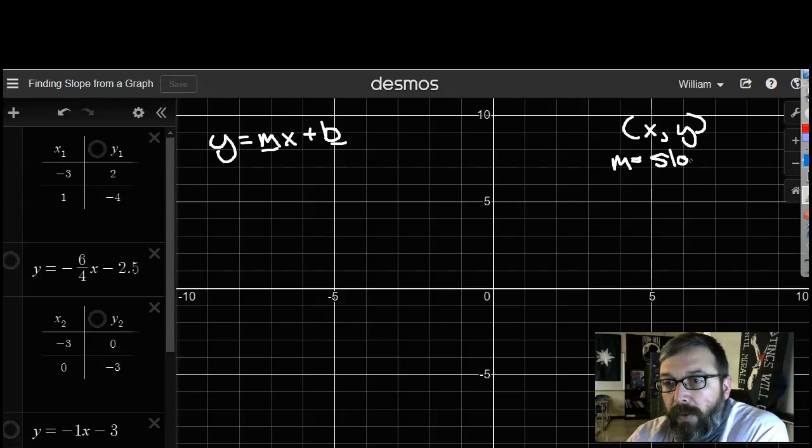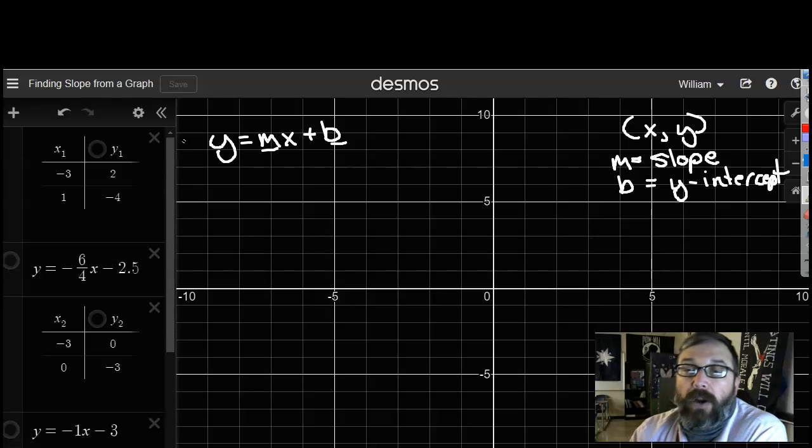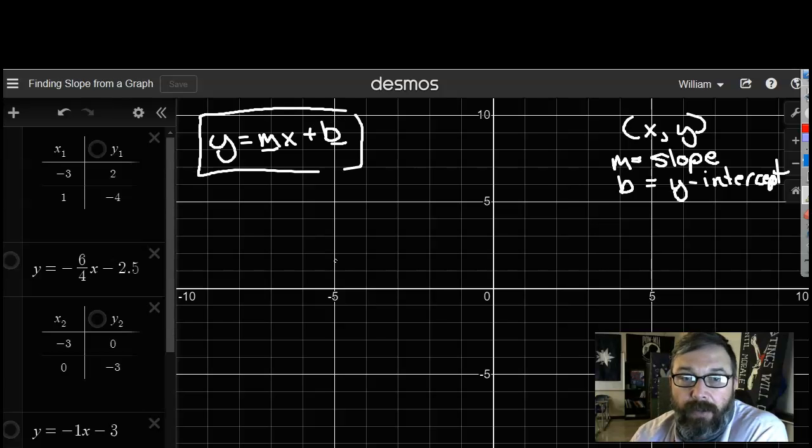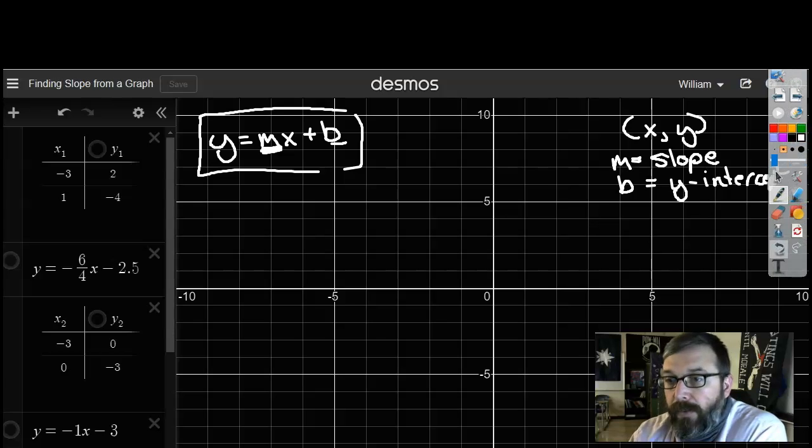represents the slope, and b represents the y-intercept. Now, we're going to come back and talk about the y-intercept later, okay? So I'm not really concerned with what the y-intercept is. You just need to know that it's part of this equation we're going to put back together. What I want you to know is that the m represents slope. So anytime I write m, it means slope.